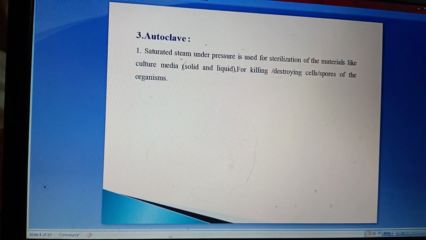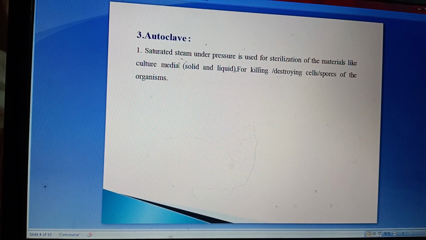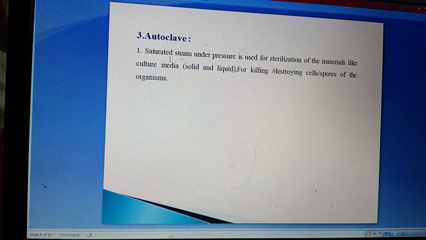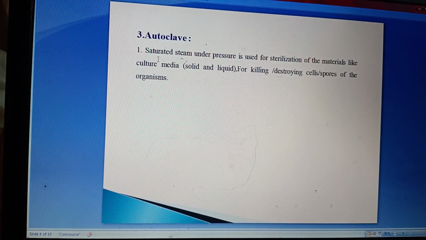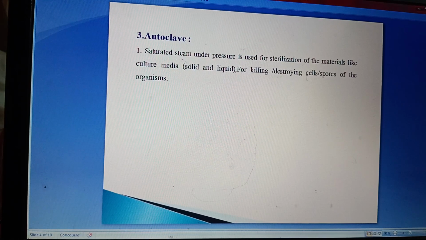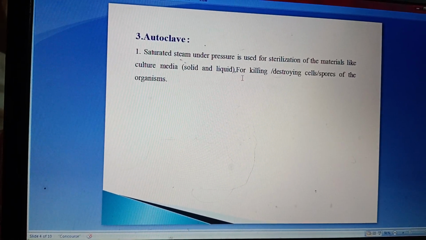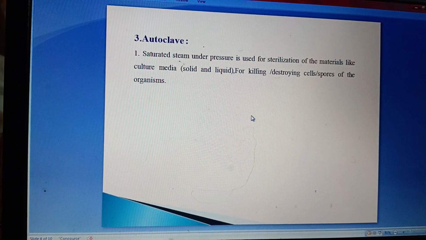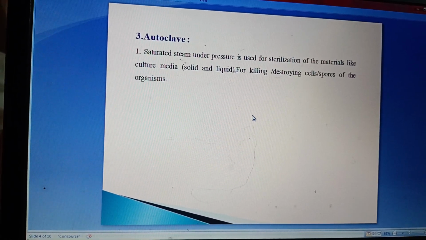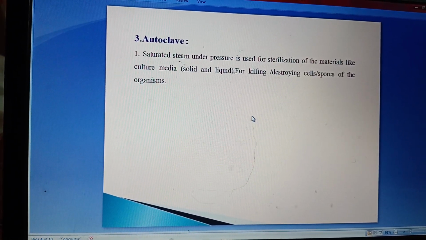Autoclave. Third one, very important instrument which is used in pathology lab. In that, saturated steam under pressure is used for sterilization of the materials like culture media, solid or liquids, for killing, destroying cells, spores of the organisms. Autoclave means it is same like cooker, pressure cooker.